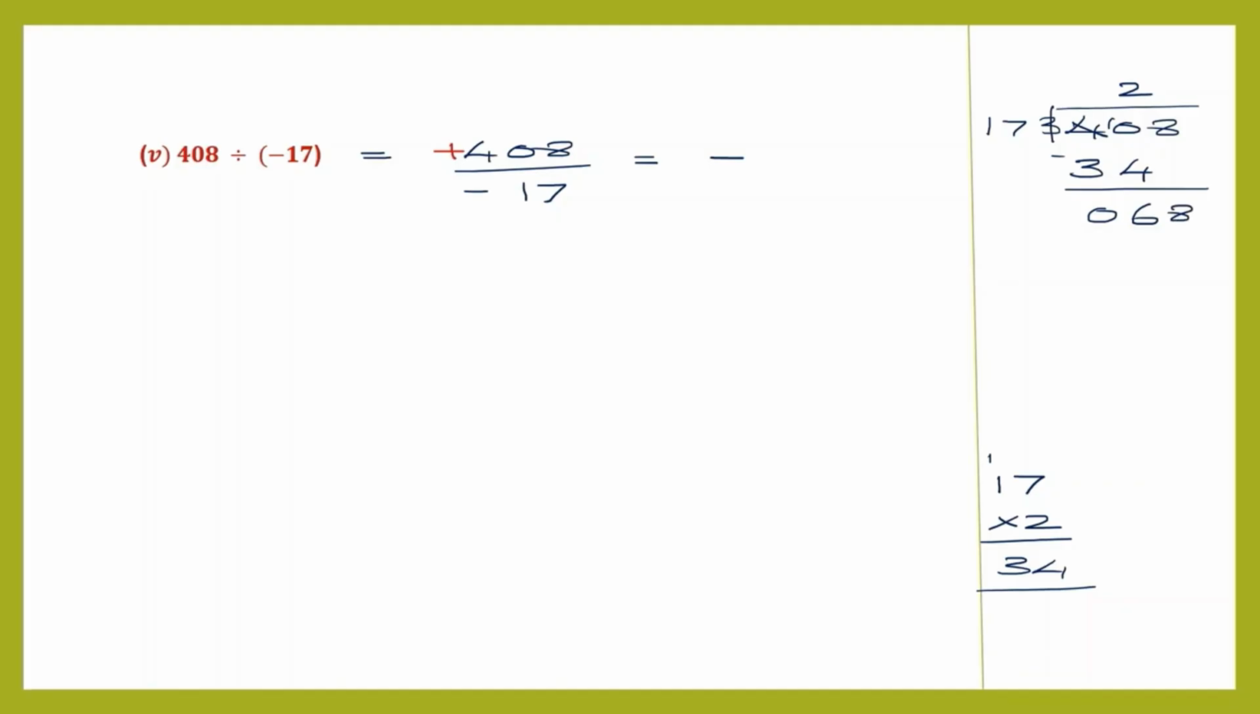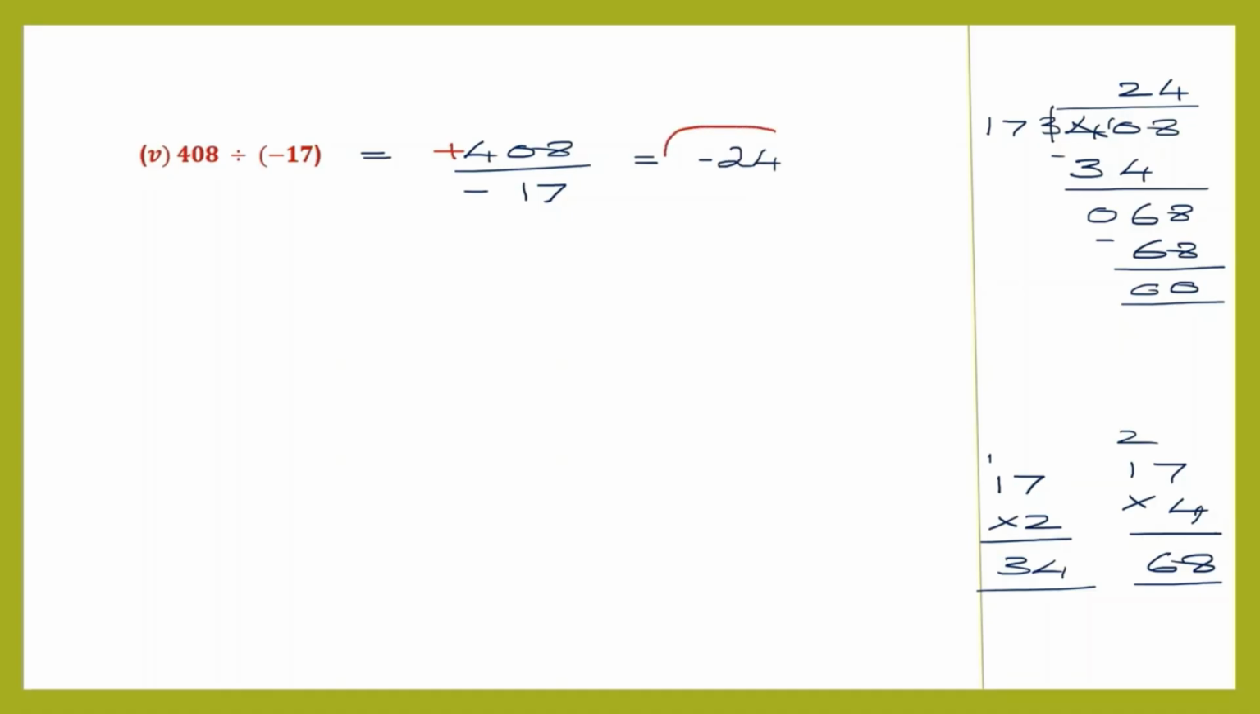Now we have 68. So let's try 17 into 4. Let's try 17 into 4 to get 68. 7 fours are 28, carry 2. 4 ones are 4, plus 2 is 6, so 68. So 17 into 4 is 68 minus 0. So this is 24. So that's minus 24. So our final answer for question 5 is minus 24.